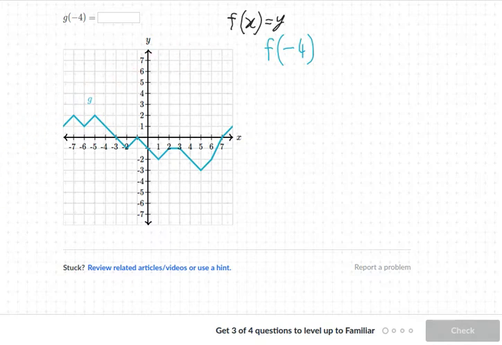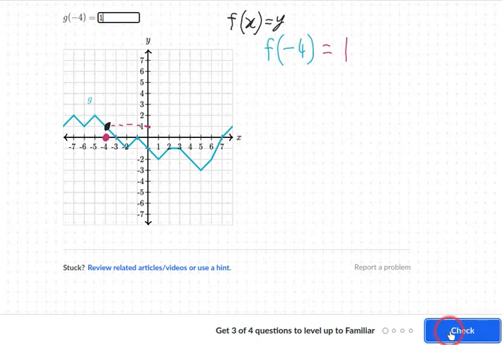Well, it's very easy, because we can see over here when x is -4. I'm just going to put my magenta color over here, and you can see that when x is -4, y is -1. It's right here. 1, 2, 3, 4. So that's the point right here, the black point right there. That is equal to negative, sorry, not negative. It's equal to 1. So g of -4 is equal to 1.